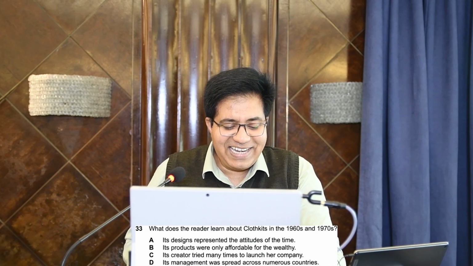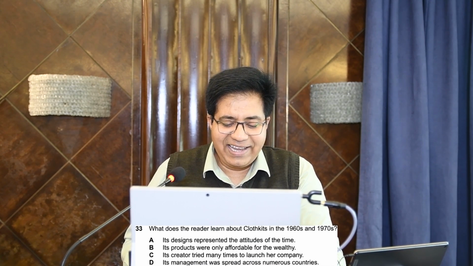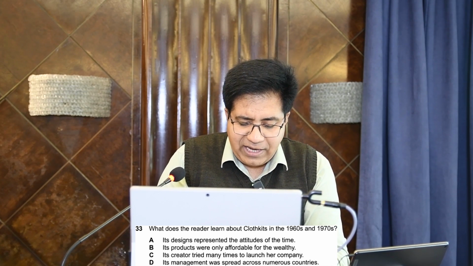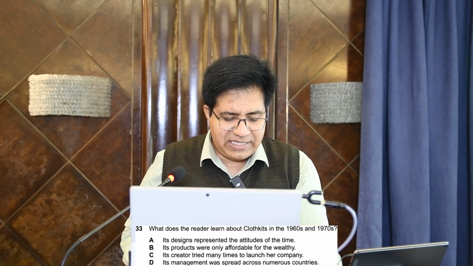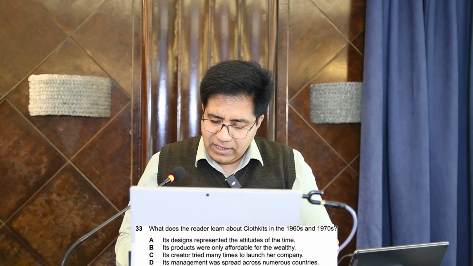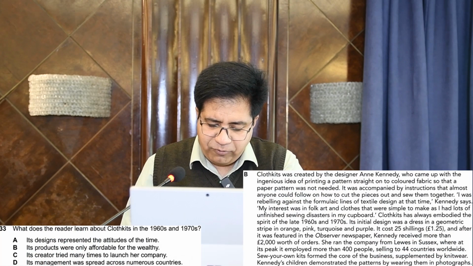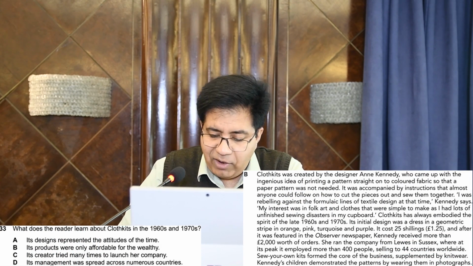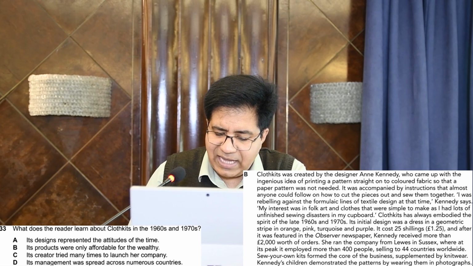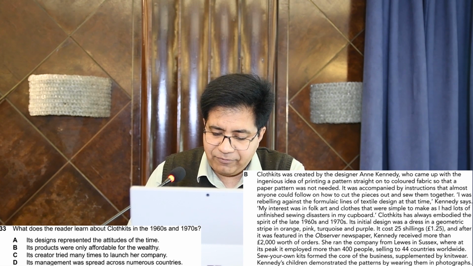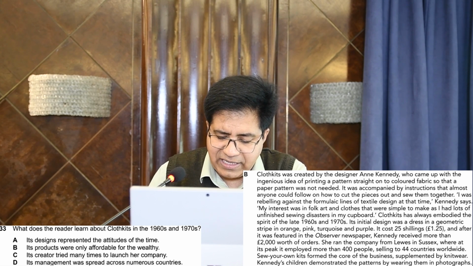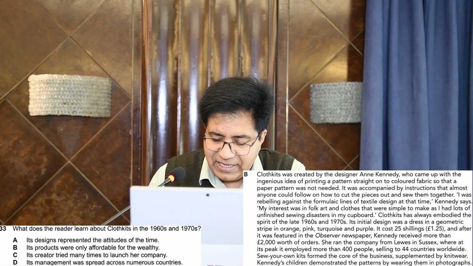So, question number 33. What does the reader learn about Clothkits in 1960s and 1970s? Now, let's find 1960s and 1970s. Exactly, that is in paragraph B for boy, 1960s and 1970s in the middle. Okay, now let's read from there. Clothkits, I'm reading a line above, one line above. Clothkits has always embodied the spirits of the late 1960s and 1970s.